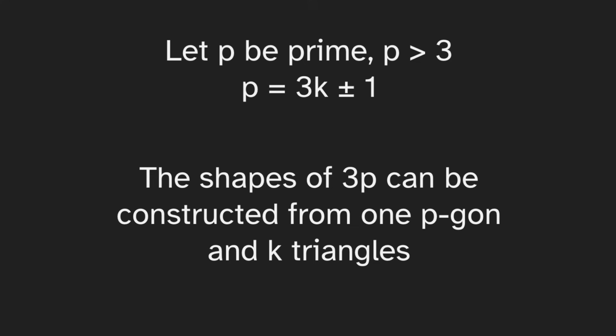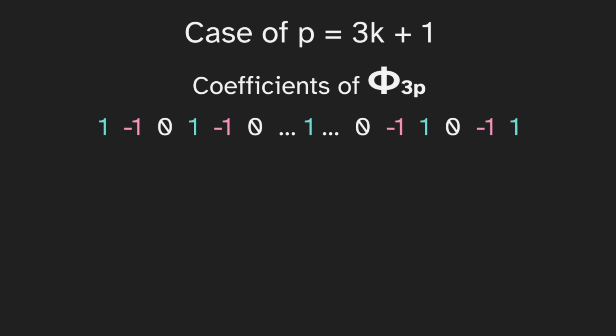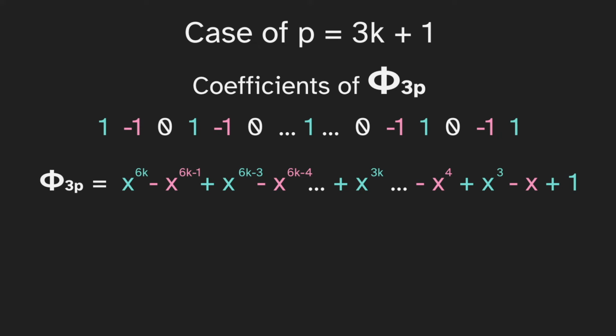But how do we show that this is true? Here we'll look at the case of p equals 3k plus 1, and then 3k minus 1 is very similar. So the coefficients of phi sub 3p follow a pattern. 1, negative 1, 0, 1, negative 1, 0, repeats until the middle where we have a 1, and then the pattern reverses: 0, negative 1, 1, 0, negative 1, 1. And more explicitly, phi sub 3p equals this expression.